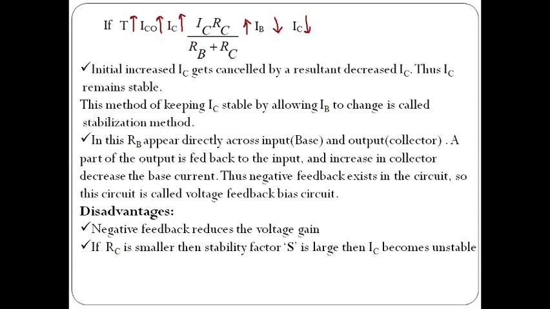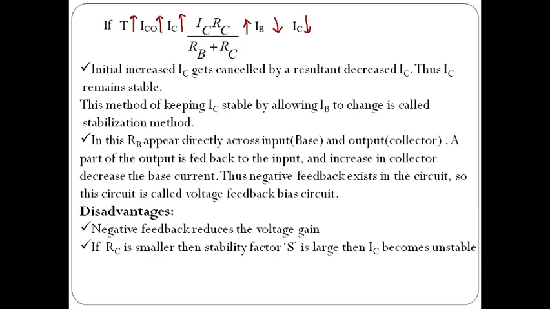What are the disadvantages in this collector to base bias? Here negative feedback is responsible for making the IC stable, but this negative feedback itself is a drawback to this circuit. When negative feedback is present in a circuit, it always reduces the voltage gain.